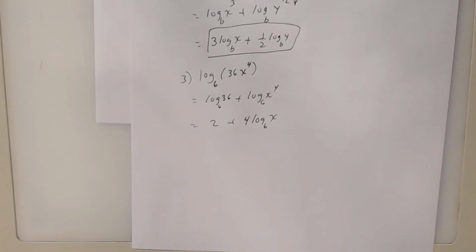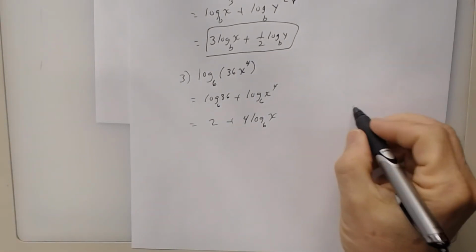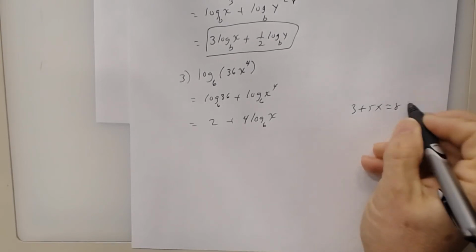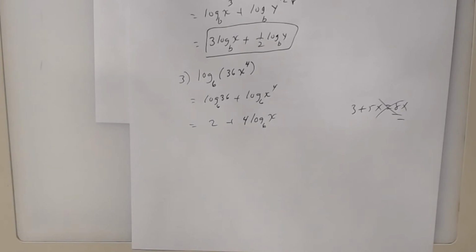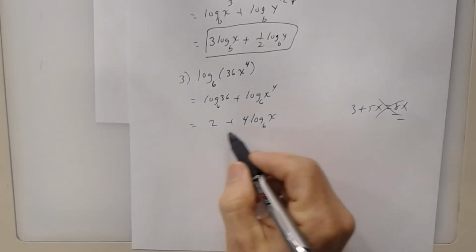Now, most of you will get to that point. Of those who get to that point, there might be 1 or 2 of you that's going to say this: 2 plus 4 is 6. Can you do that? No, they're not like terms. It's kind of like saying in a previous course 3 plus 5x is 8x. Is that true? No. Those are not like terms. Same thing here. So don't say 2 plus 4 is 6. So there's your answer. You're done.